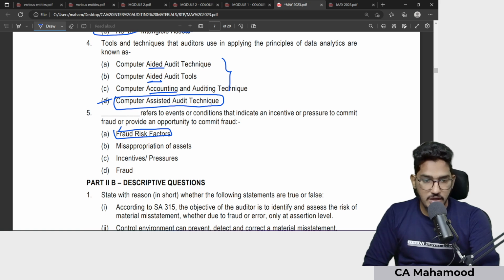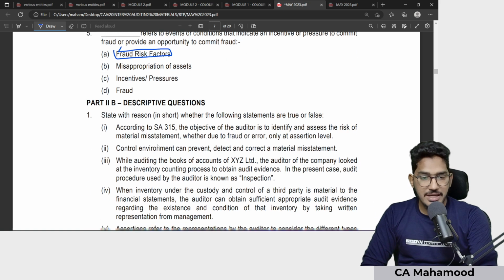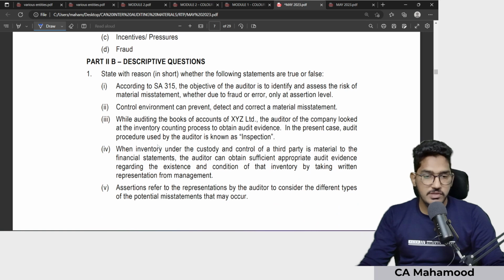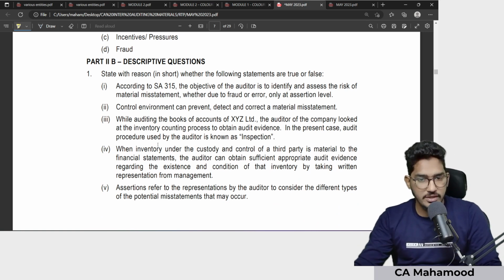Clear? Next one. So with this, MCQs are over. Now let us have a look at descriptive questions. In that also, first we will concentrate on true or false kind of questions. Very simple questions only. Let us have a look at it.